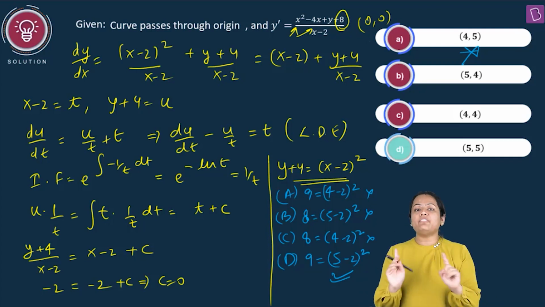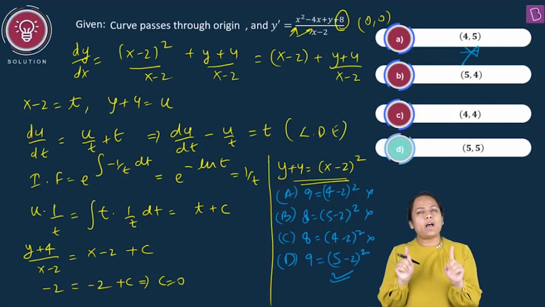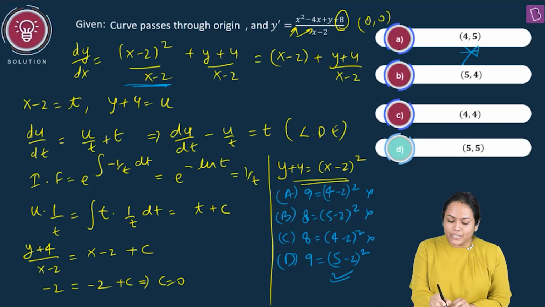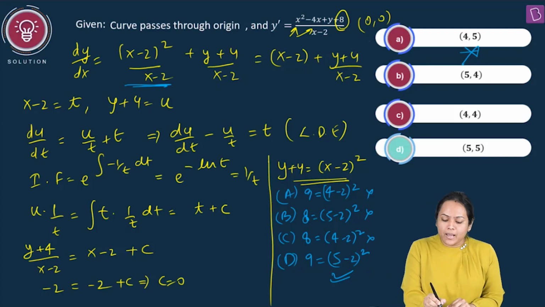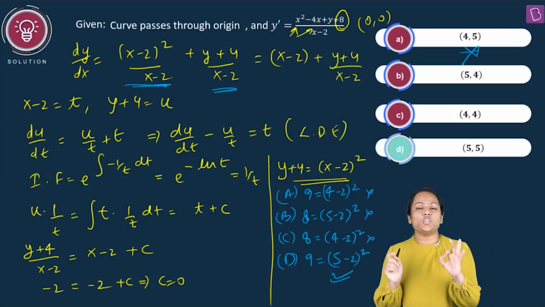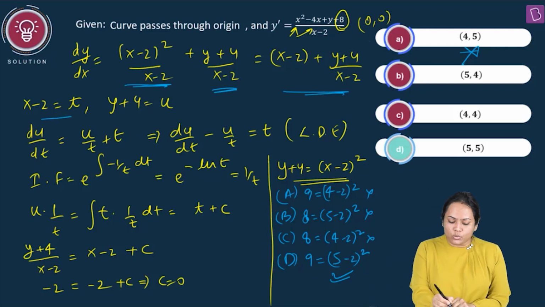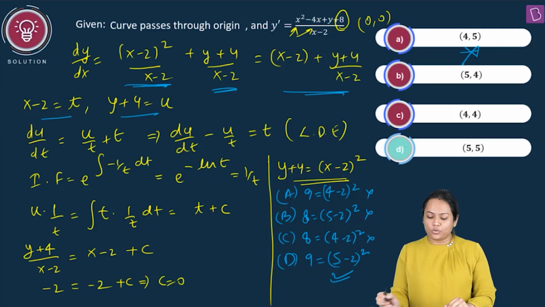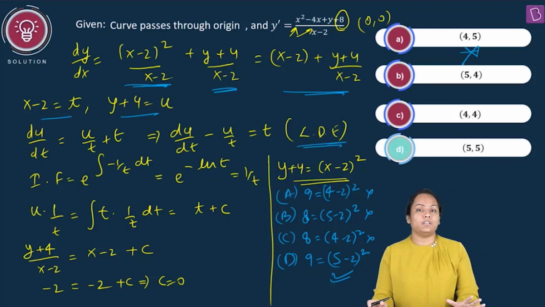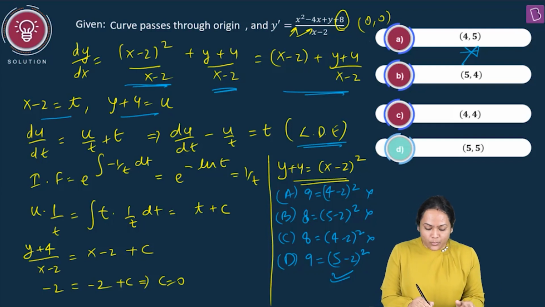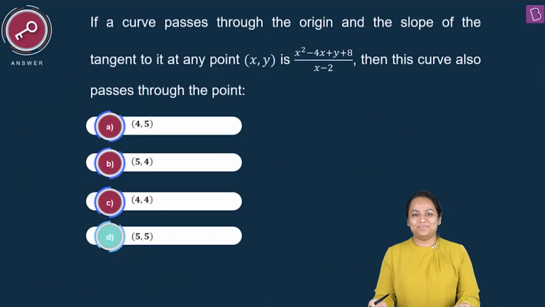So though you might find the question to be difficult, now have you understood what we have done? We have separated it into x minus 2 whole square plus y plus 4, which was actually very important. After that, when we substituted x minus 2 as t and y plus 4 as u, we got a linear differential equation. After that, I know very well you can solve the question in a few minutes. Isn't it? Perfect. So the answer will be definitely option D.